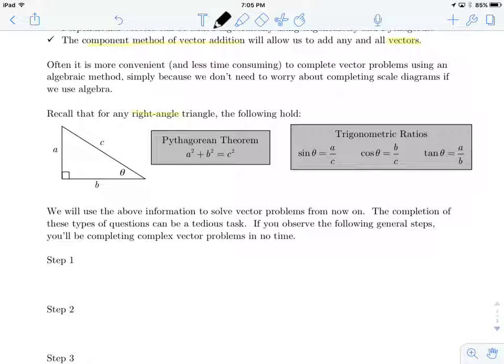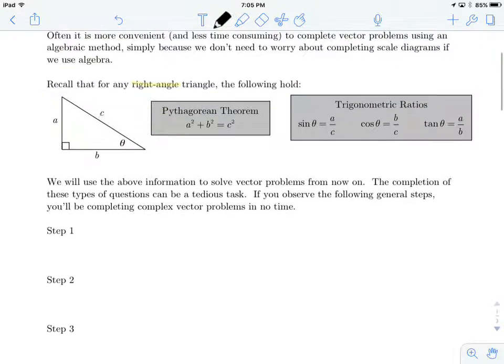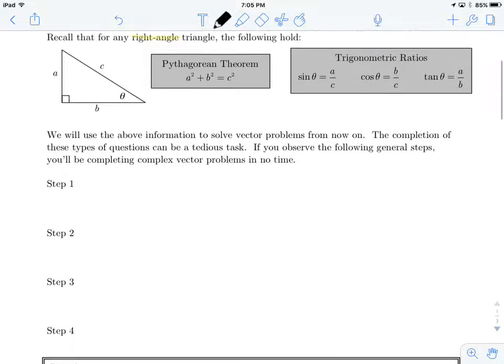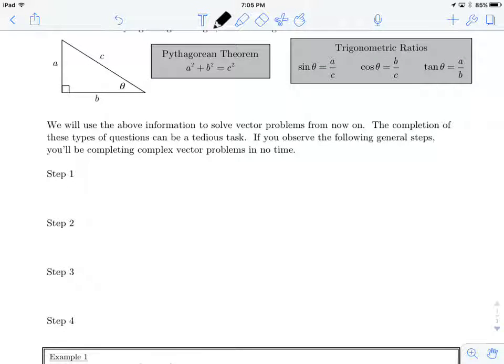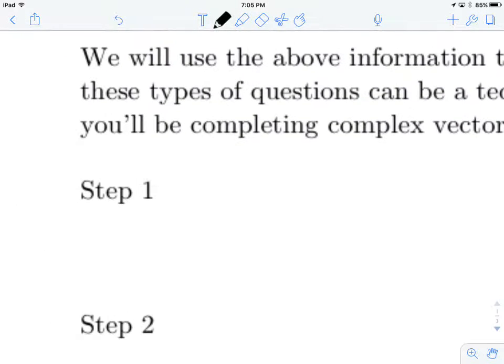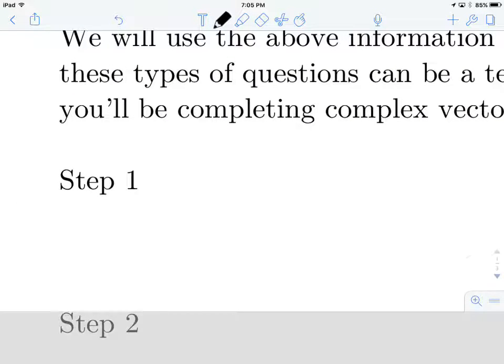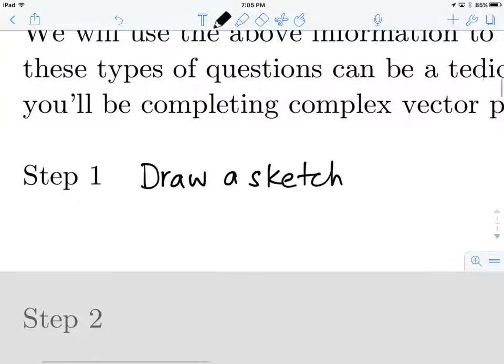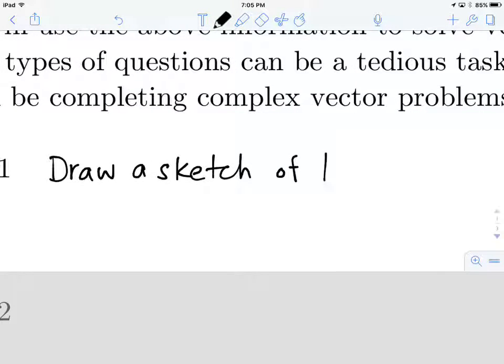And these are not simple tasks, okay? So solving vector problems is relatively straightforward if you follow what I think are four very, very straightforward steps, okay? And so that's what we're gonna talk about now. So step number 1 in any of these vector problems is to first draw a sketch of the problem. Okay, so this is an important step.